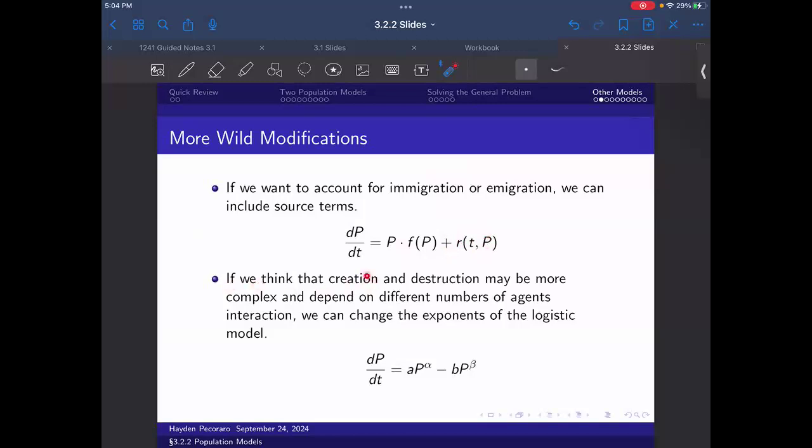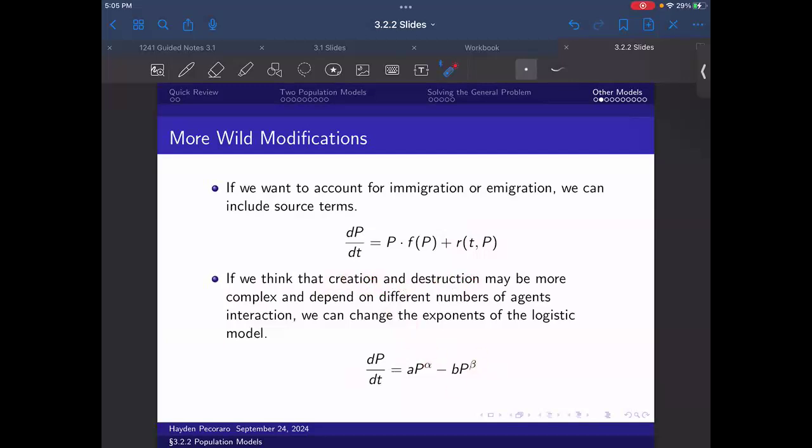And you have creation and destruction. This is more of a physics terminology. Those are more complex. Depending on different types of interactions, you can change the exponents right there. We changed the exponent to 2 to get two-party interactions. If you change it to 3, you're dealing with three-party interactions. If you change it to 1.5, it's a little harder to interpret, but maybe one person plus some weird interpretation of half a person. Probably a better interpretation of this is using creation and destruction.